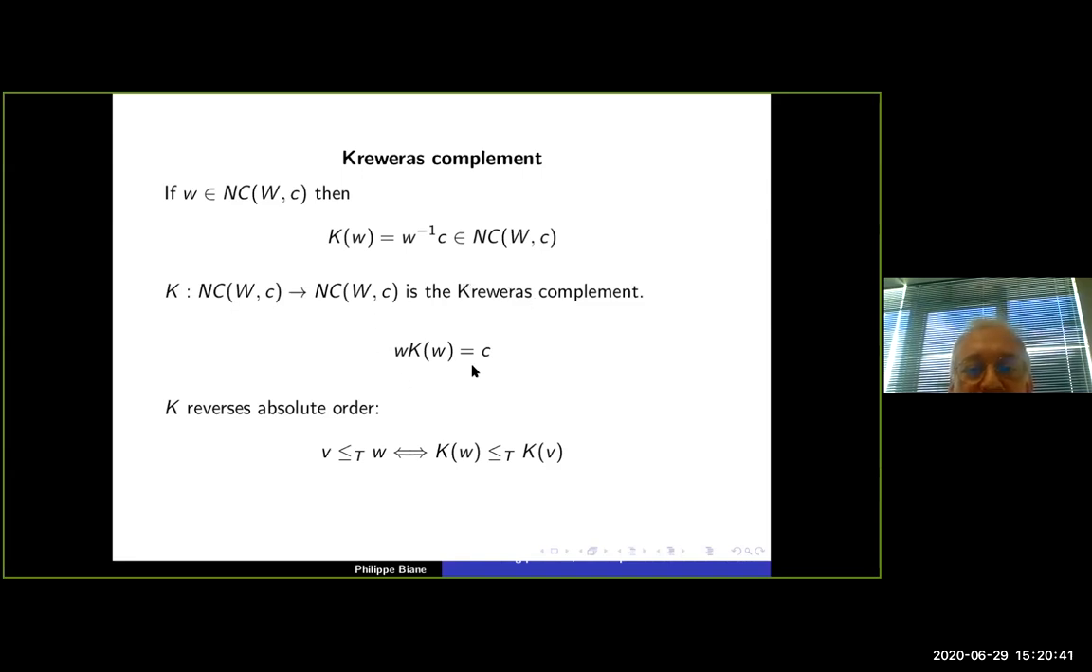So this map is called the Kreweras complement. It satisfies some duality relation, that W times K of W is equal to C, which is just this relation written in another way. And it turns out that K reverses the absolute order. That is, if V is smaller than W for the absolute order, then K of W is smaller than K of V for the absolute order. So it's a map which reverses the order on the set of non-crossing partitions.